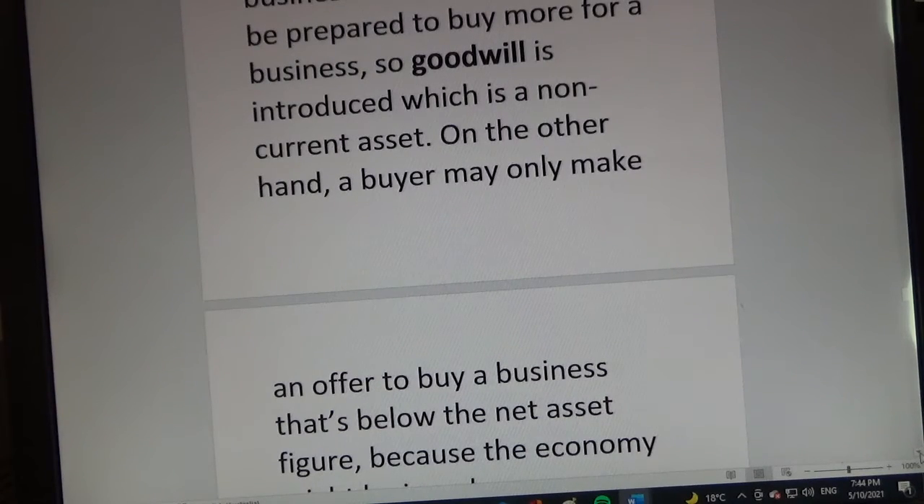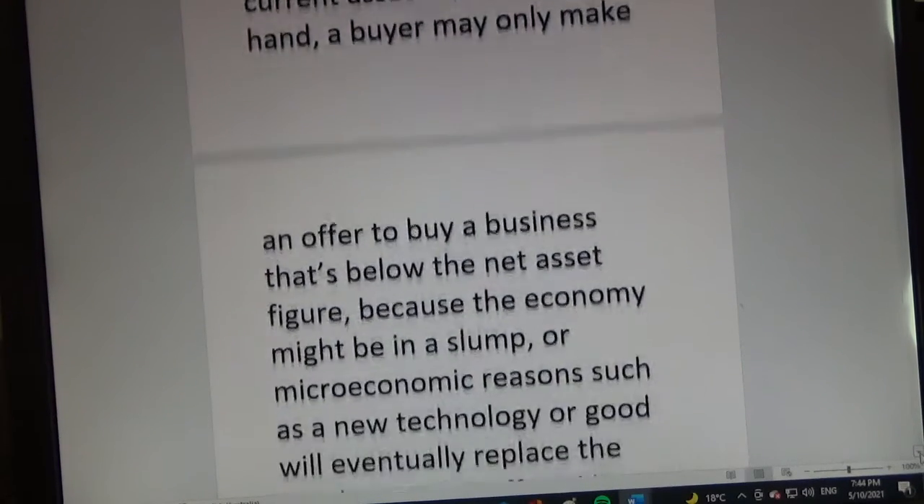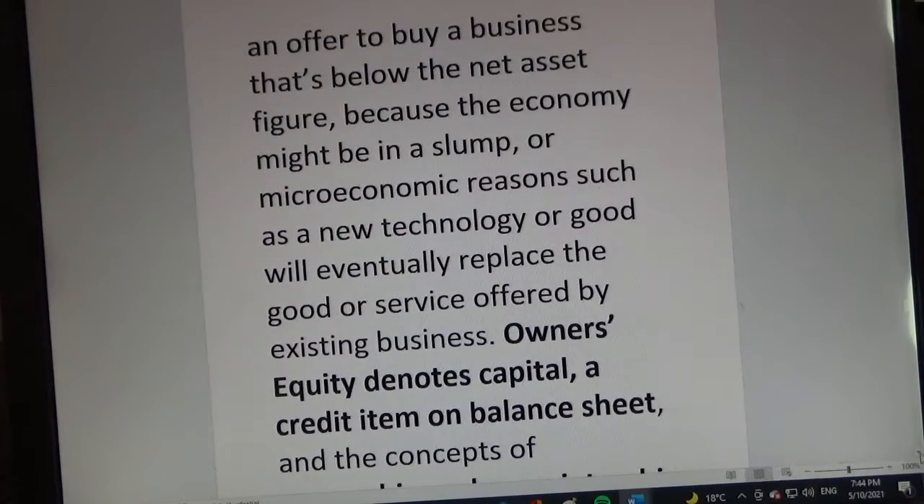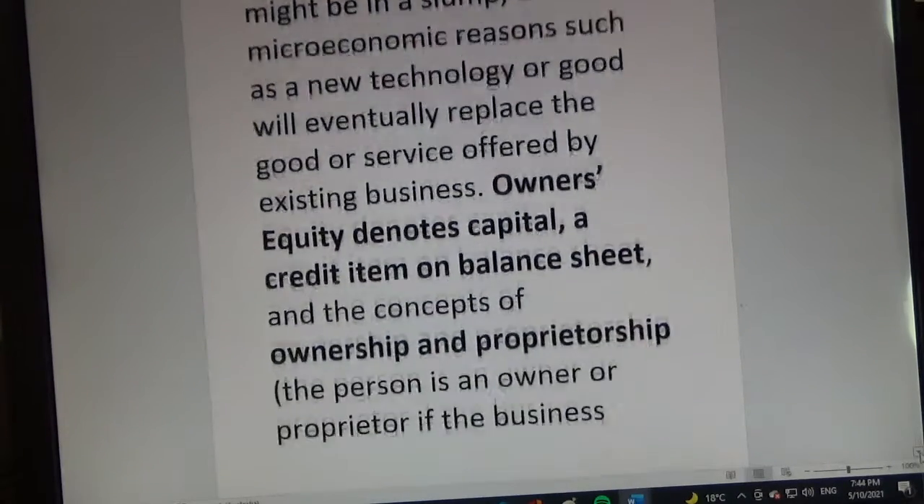On the other hand, the buyer may make an offer to buy a business that's well below the net asset figure because perhaps the economy is in a slump, or there's a microeconomic reason that the business is offering a good or service which will eventually be replaced by a new good or service offered by their competitors.